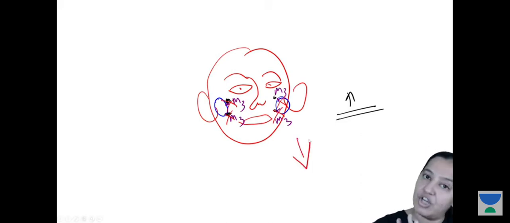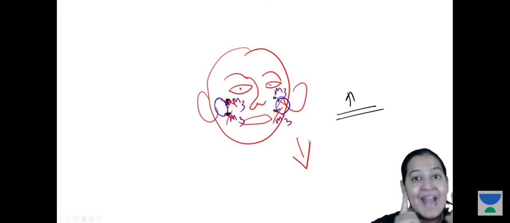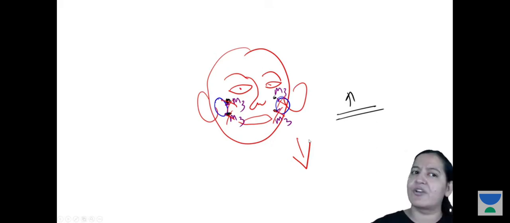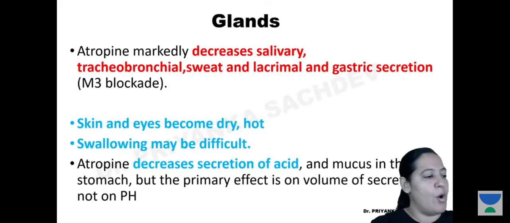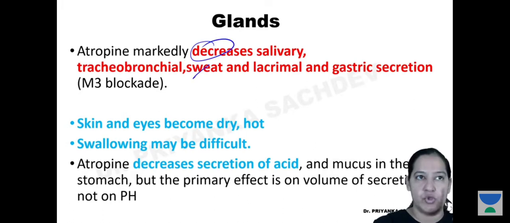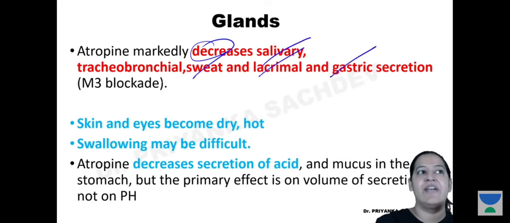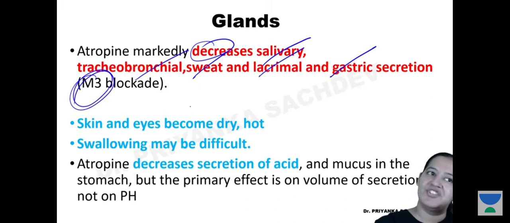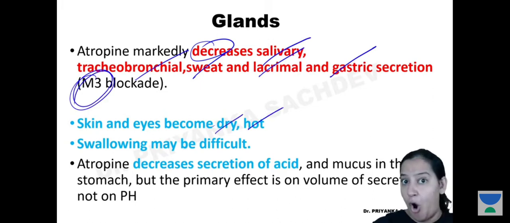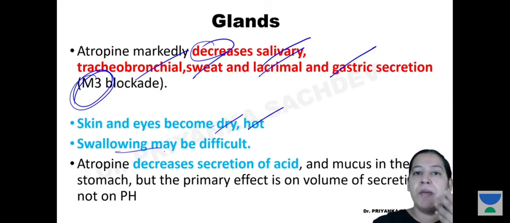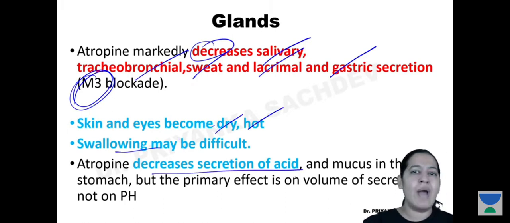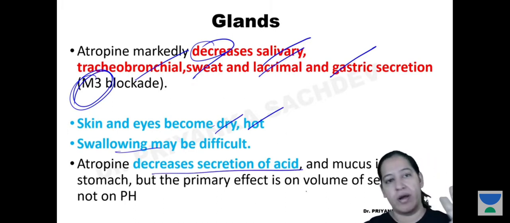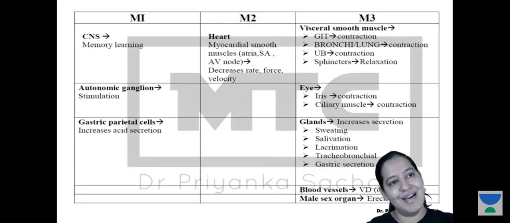Atropine decreases secretion of all glands, not only the parotid gland: salivary gland, lacrimal gland, sweat gland, respiratory glands, stomach glands, gastric glands, all gland secretion will decrease. So everywhere dryness is there. Give me a thumbs up if you got it. So it decreases sweat, lacrimal, gastric, salivary and respiratory gland secretion because of M3 blockage. Done. So skin will become dry and hot because sweat is absent. Swallowing may be difficult because saliva is not there in the mouth, so the patient cannot swallow the food. Acid in the stomach decreases, so acidity will not occur, but digestion of the food will be poor. Give me a thumbs up if you got it. Yes. So that is about glands.